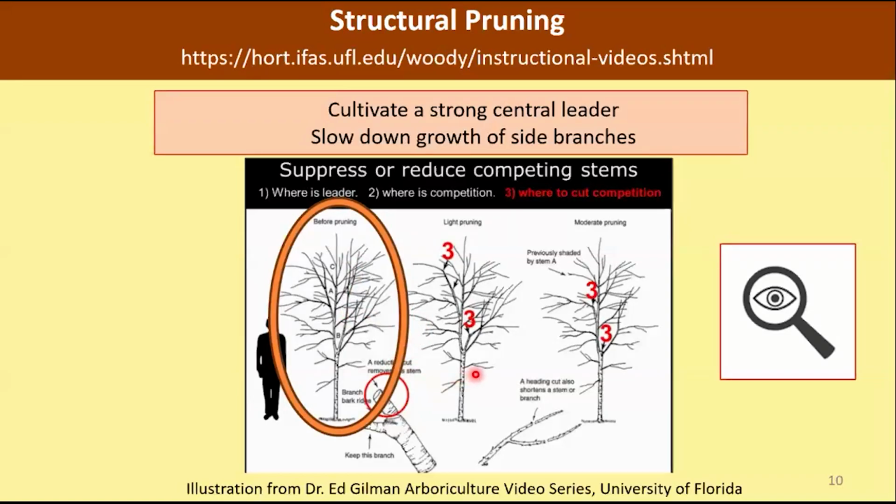Well, let's see what Dr. Gilman says about where to make the structural pruning cuts. For his light pruning scenario, he makes two small cuts on A and one cut, there's only one cut available on B. And for his moderate pruning scenario, he makes the lower cut on A and removes the entire branch that's labeled B.